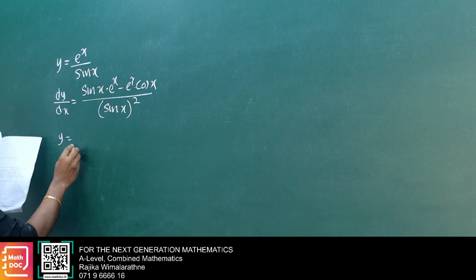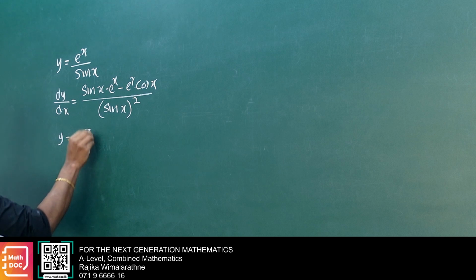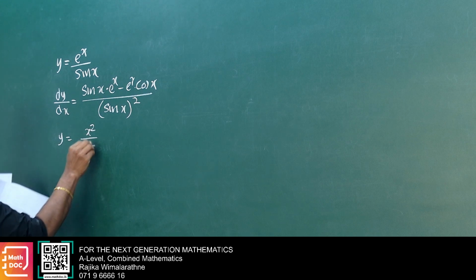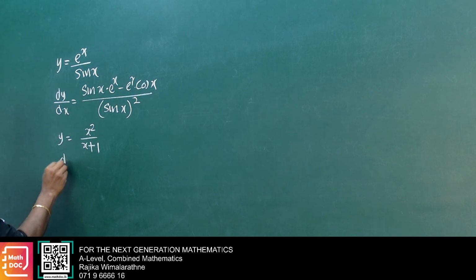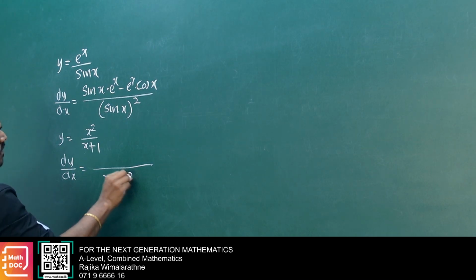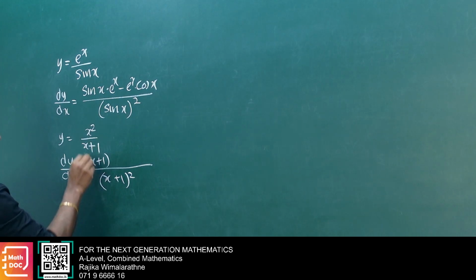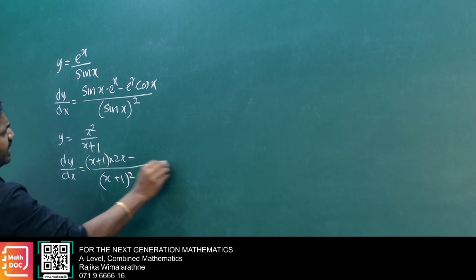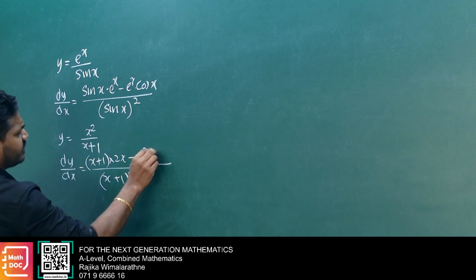Y equals x square over x plus 1. Then dy by dx is the denominator square, denominator times derivative of numerator minus numerator times derivative of denominator.